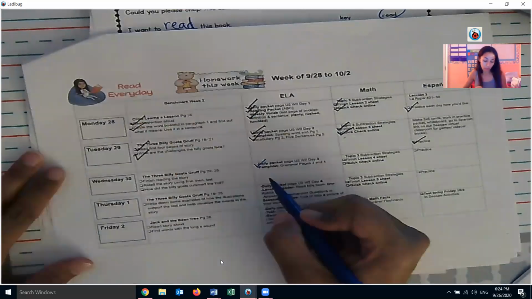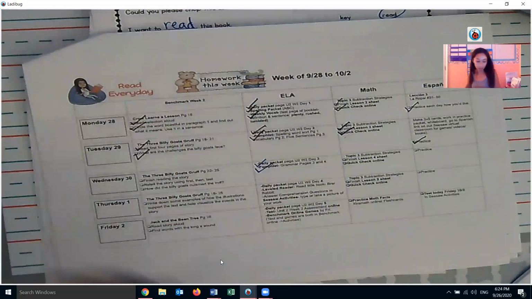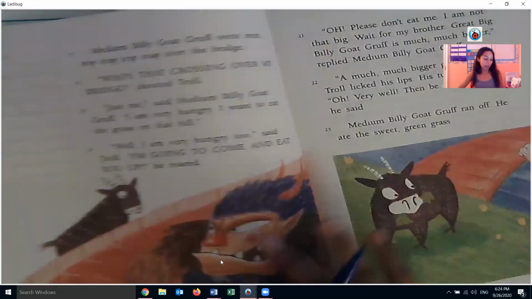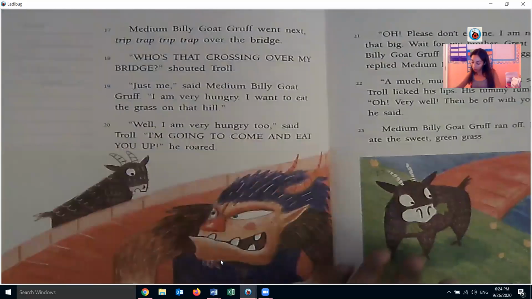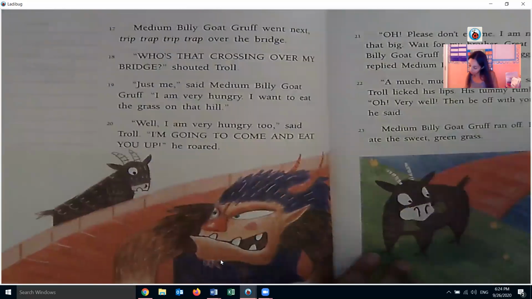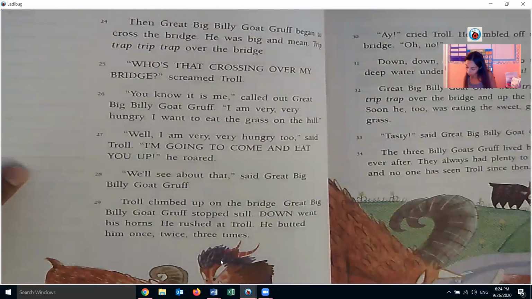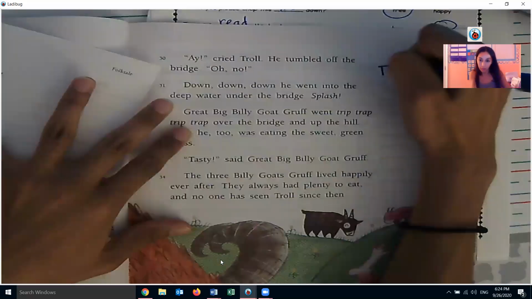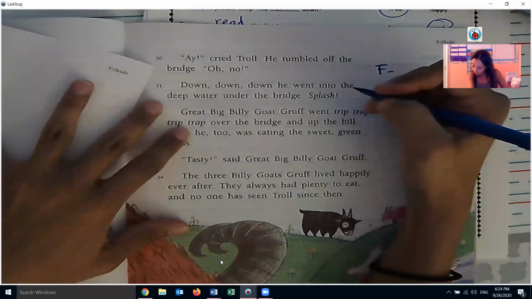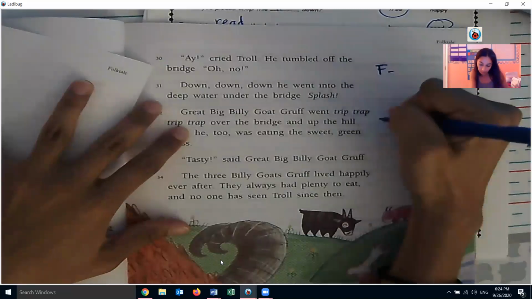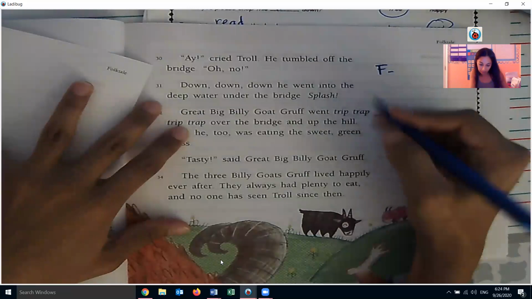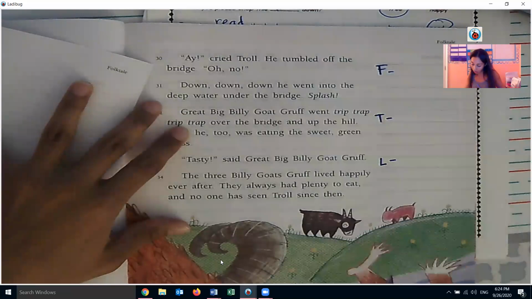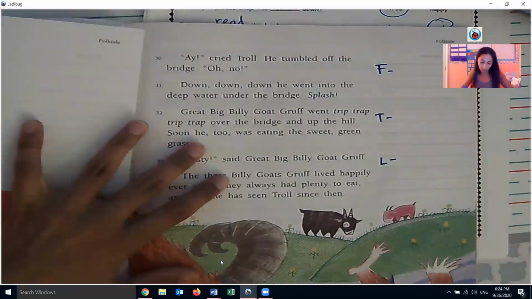Grammar 3 and 4. So now I'm going to go to our booklet and continue reading starting on page 22. I'm going to go all the way to page 25. And it says, retell the story using first. So I'm going to write an F for first, then, and last. And then it just asks, how did the billy goats outsmart Troll?